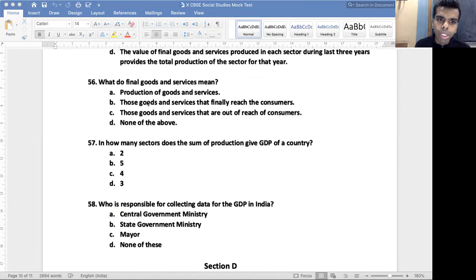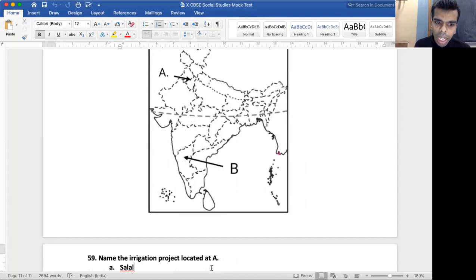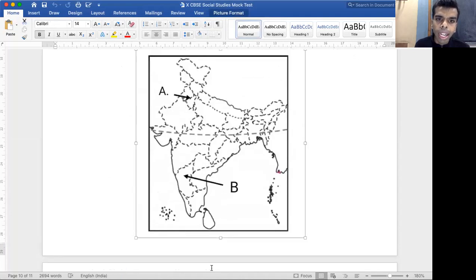And now going on towards the last section, section D, which is the map based question. Okay, you have been given A and B. Name the irrigation project located at A. If you look over here, A is plotted on the borders of Punjab and Haryana. And the irrigation project on the borders of Punjab and Haryana is Bhakra Nangal project.